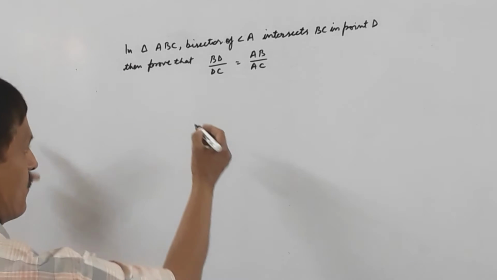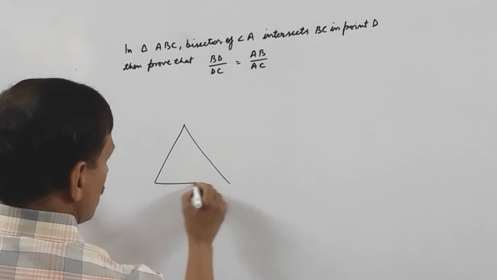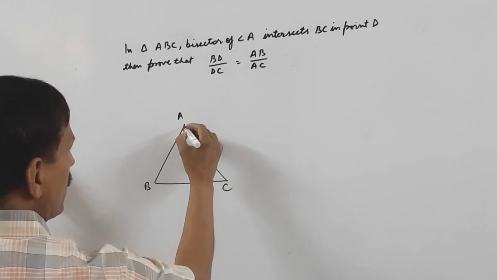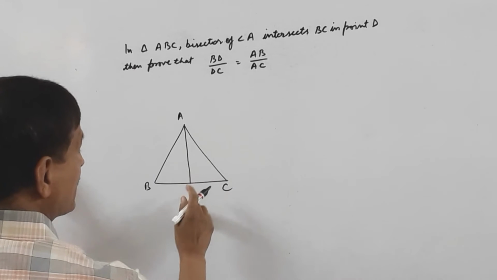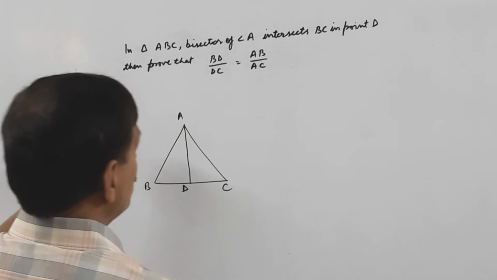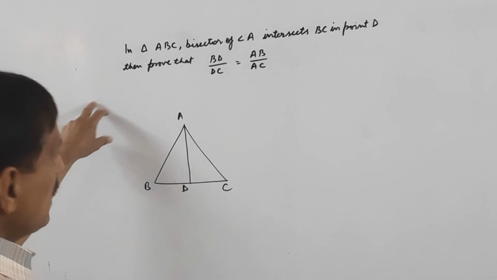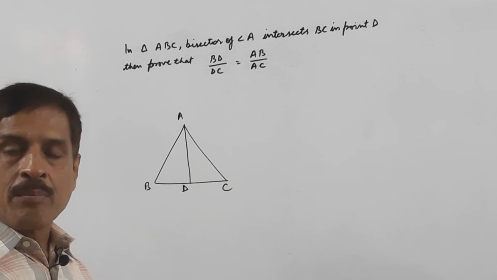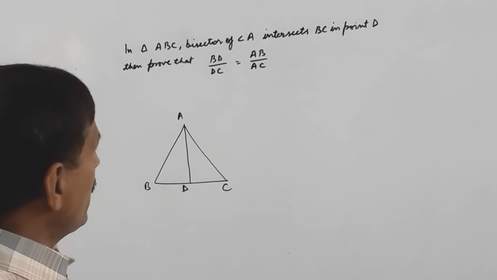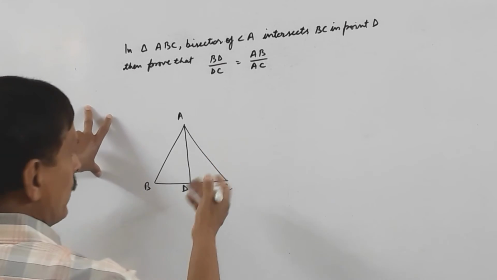In triangle ABC, bisector of angle A intersects BC in D. Then we have to prove that BD upon DC is equal to AB upon AC. In fact, this problem may also be used as a theorem, and that is called internal angle bisector theorem. First we are proving it.